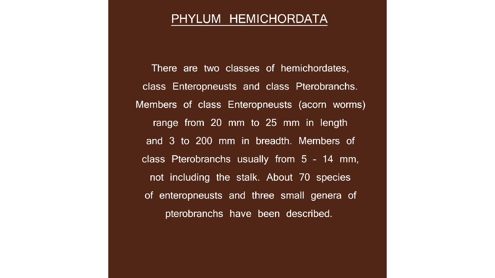Hemichordate is classified into two, that is enteropneusta and the pterobranchs. And the characteristics of the enteropneusta and the pterobranchs are stated below. The size of them is different, as well as the species. We have about 70 described species of enteropneusta and only 3 small genera of pterobranchs. But our basic focus today will be on the enteropneusta. That will be our basic focus today.